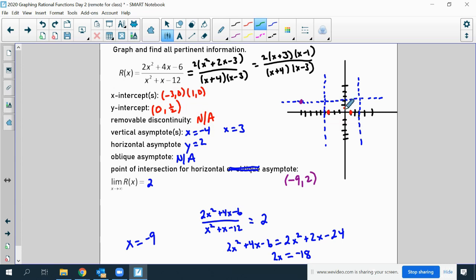I also know that I have this value at 0, 1 half, and that it does not cross the horizontal asymptote inside of the two vertical asymptotes. It only crosses over here. So that means my graph has to look something like this. And it is really hard to try and draw this on the smartboard with the lag that I have. But it looks something like this.